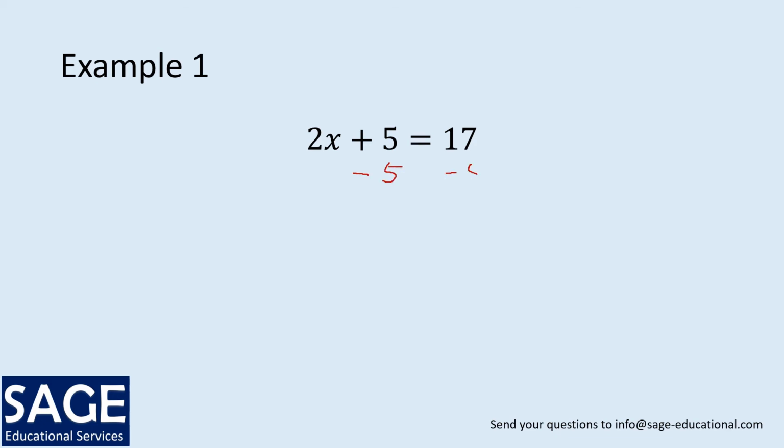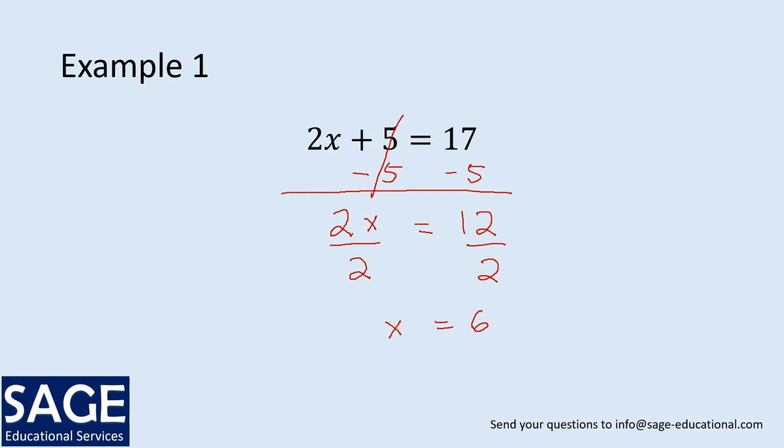How do we undo plus 5? We use the subtraction property of equality. The plus 5 and minus 5 add to give me a 0. So on the left hand side I have a 2x. On the right hand side I have 17 minus 5, which is 12. And now I can use the division property of equality and I can divide both sides by 2, giving me x is equal to 6. So this is how you would solve this example.